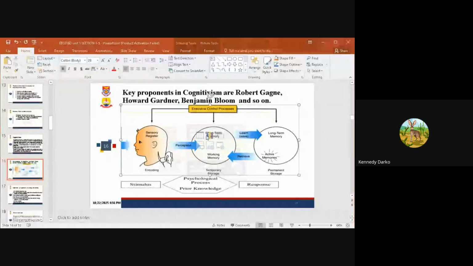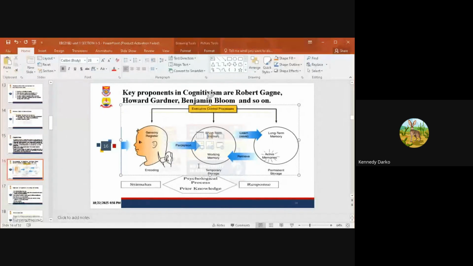From here, it goes this way to the long-term memory. Then it will descend down when you want to retrieve it. So active memory: because you have learned it well, it came to the memory, so you are able to retrieve it. When you retrieve it, it means that it's working for you. I hope you are getting it.